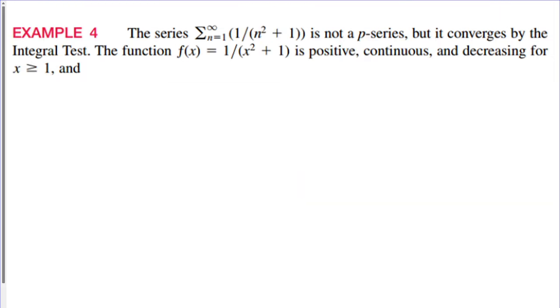That takes us to example 4. The series, the summation from n equals 1 to infinity of 1 over n squared plus 1, is not a p series because we have the plus 1 there, but it converges by the integral test. The function f of x equals 1 over x squared plus 1 is positive, continuous, and decreasing for x greater than or equal to 1. So let's look and see what happens with that summation.